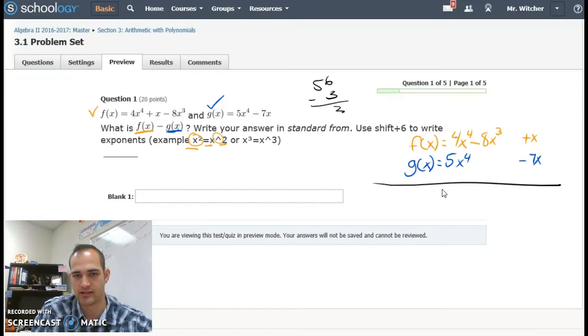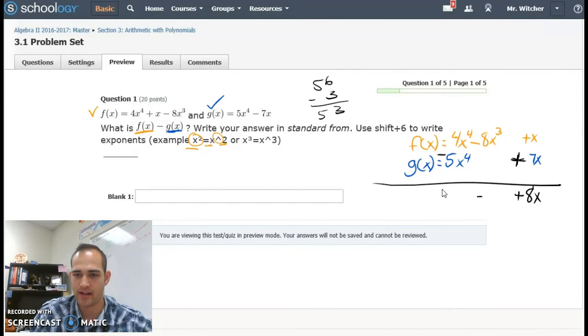6 minus 3 is 3. 5 minus nothing is 5. Same idea over here, except we're doing with polynomials. So I have these two terms in blue that need to be subtracted. So I'm subtracting 5x to the fourth, and I'm subtracting 7x, which is really the same thing as subtracting negative 7x, which is the same thing as adding 7x. So 1x plus 7x is 8x. I don't have an x squared, so I don't have to worry about that term.